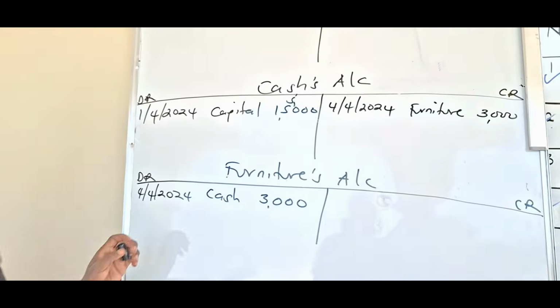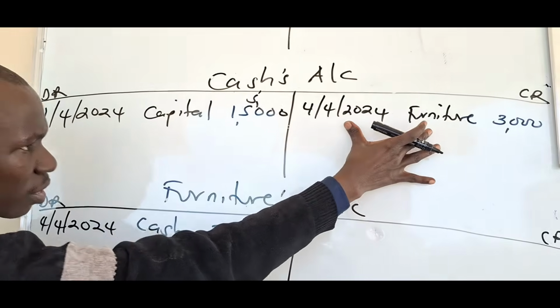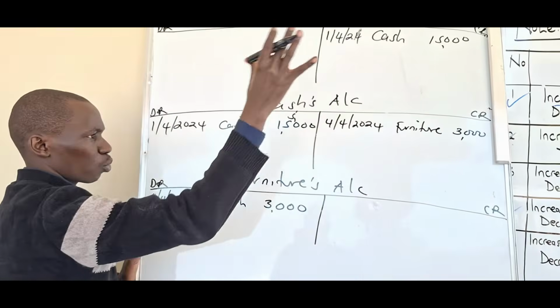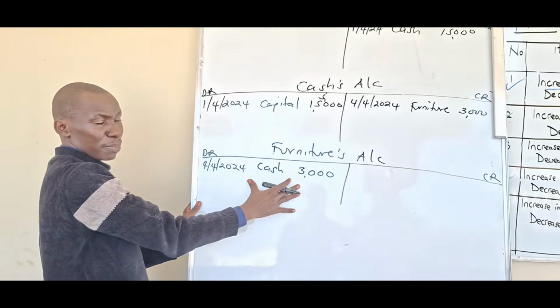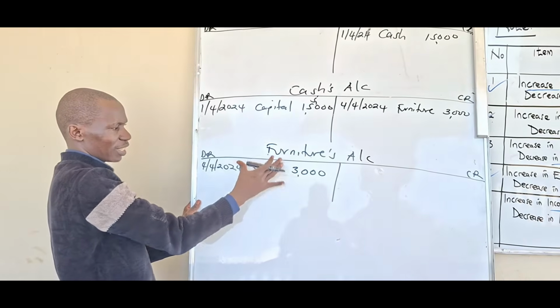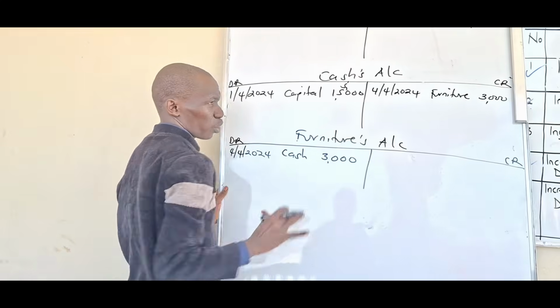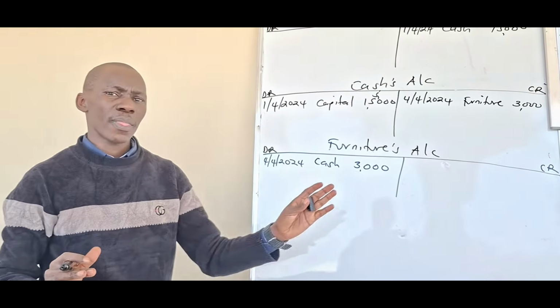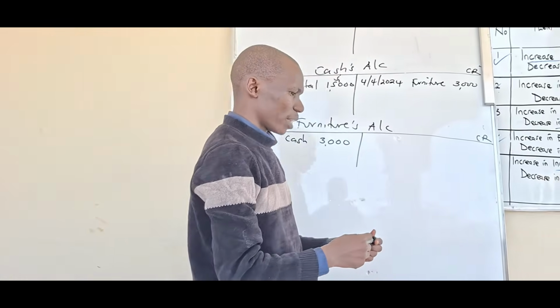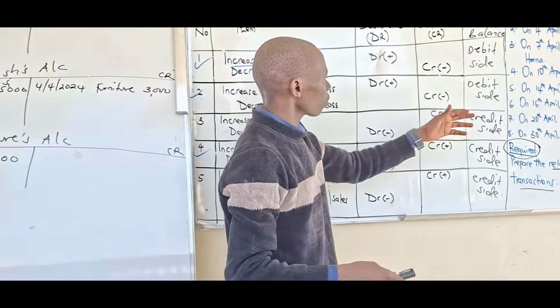By doing that, you have complied with double entry. We have this 3,000 on the credit side and we have 3,000 on the debit side. Why? Because furniture is an asset and it is increasing, we put it on the debit side. Cash is an asset and is reducing, we record it on the credit side of our ledger account. That's our transaction number 4.